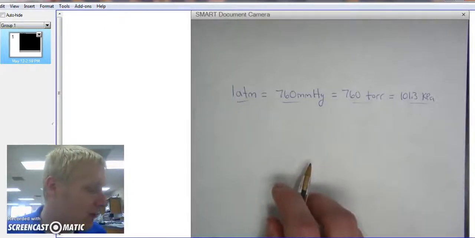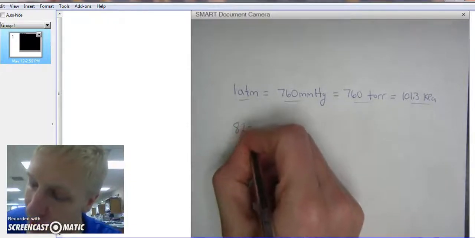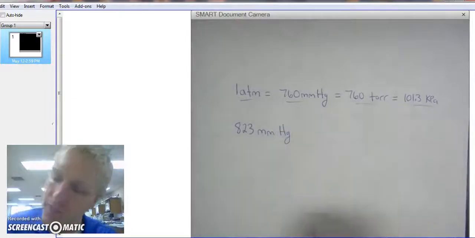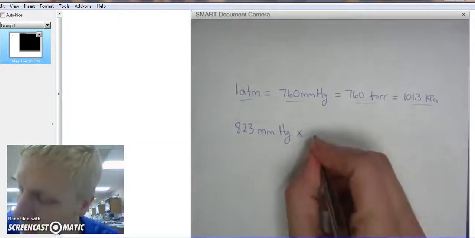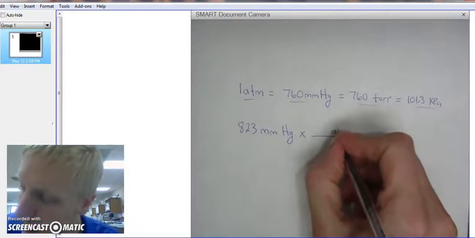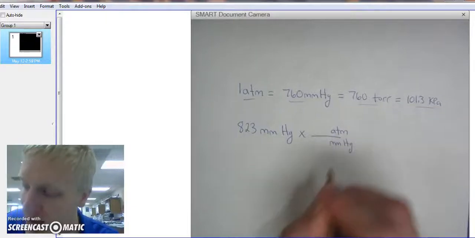Alright, moving on. Why don't we start with a number like, just say 823 millimeters of mercury. We want to convert this to something else. Let's say we want to convert it to atm. So I'm going to multiply by a conversion factor, which is just like factor label. I put what I want on top, atm, and what I'm getting rid of on the bottom, which is mmHg.